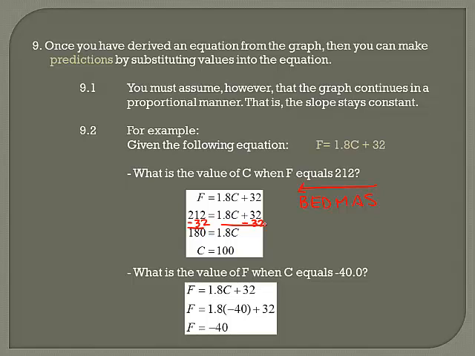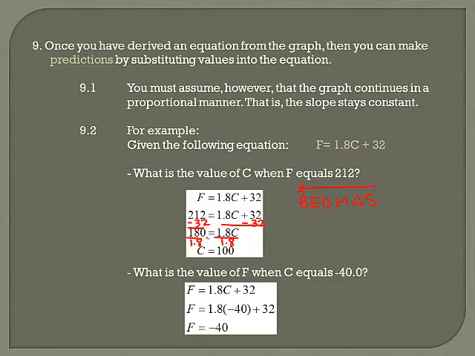Now the only thing attached to that variable that I'm trying to solve for is the 1.8. When two numbers are written side by side, it means to multiply. So to get rid of the 1.8, I need to divide both sides by 1.8, meaning that the temperature in Celsius that corresponds with a Fahrenheit temperature of 212 is 100 degrees.